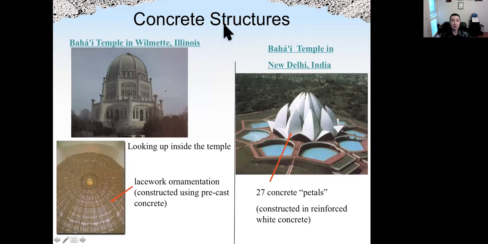So here are some of the famous structures made by concrete. This is the Baha'i Temple in Illinois, and this is the Baha'i Temple in New Delhi in India. We can see the color of the concrete is white, which is called white cement concrete. The color of typical concrete is gray. It is caused by the ferrite oxide in the concrete. So white concrete is a concrete without ferrite, so the color is white.